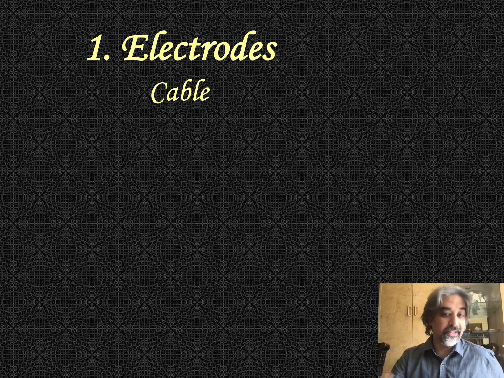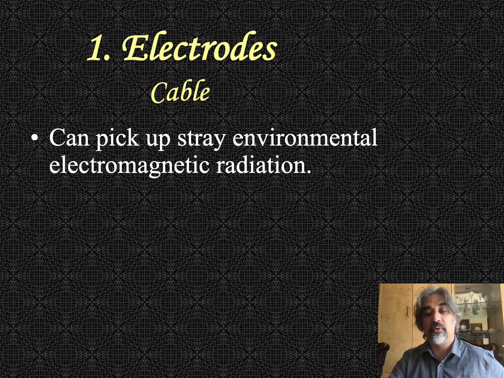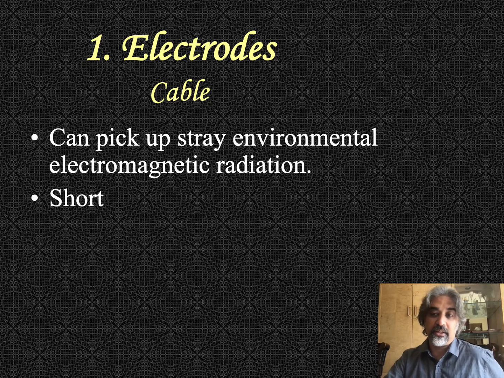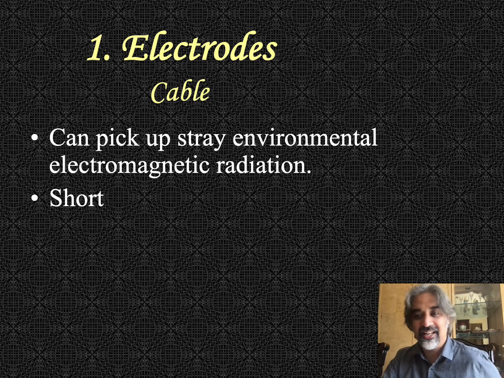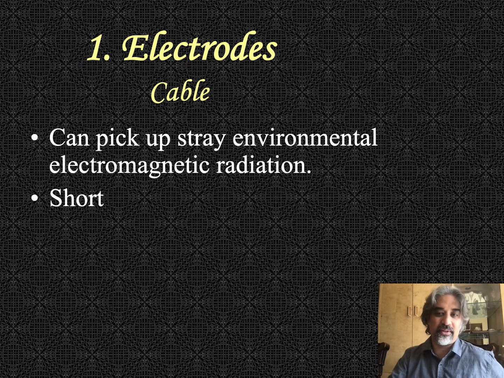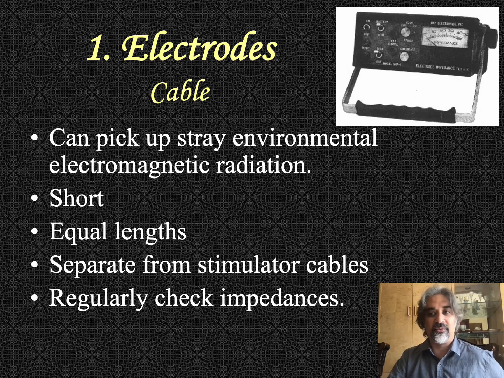So we've talked about the electrode, but what about the little cable that's attached to it? The electrode cable can pick up stray environmental electromagnetic radiation, so it's important to keep them as short as possible, equal length, and separated from the stimulator cables. Their impedances should be checked regularly. I haven't checked impedances on my wires, but that's what Dumitru says. And there are requirements for those, which pretty much the engineers at the different cable companies are taking care of. One thing I can tell you is that if your cable's moving around like this, you're going to see that reflected in the waveform.